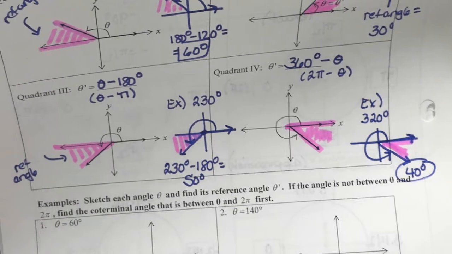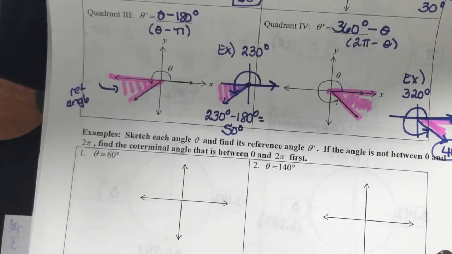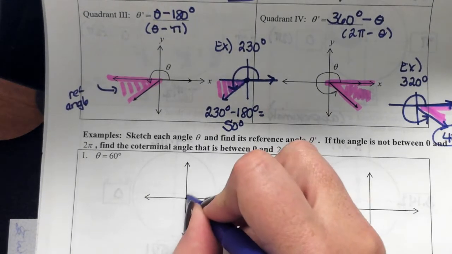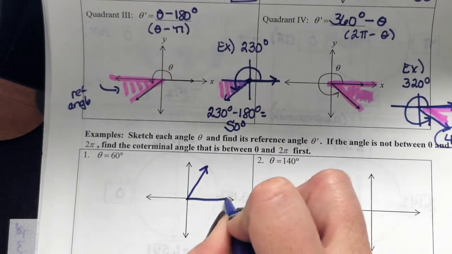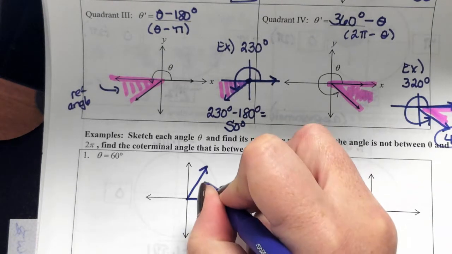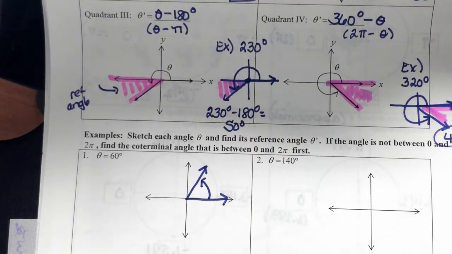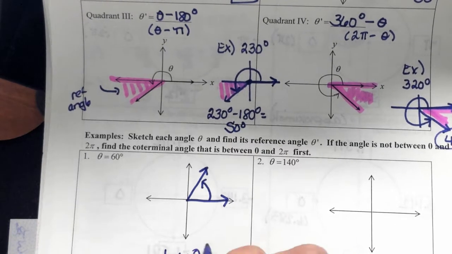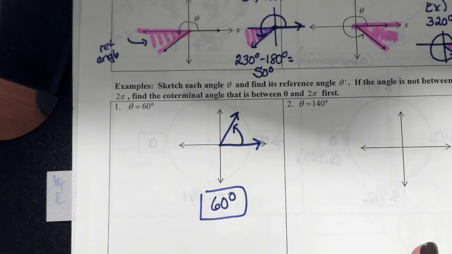So now let's talk about number 1. Where is 60 degrees going to be located? What quadrant? Quadrant 1. So here's 60 degrees. What's the reference angle going to be? 60 degrees. Remember, in quadrant 1, as long as this angle is between 0 and 360, you're at your own reference angle. Okay?